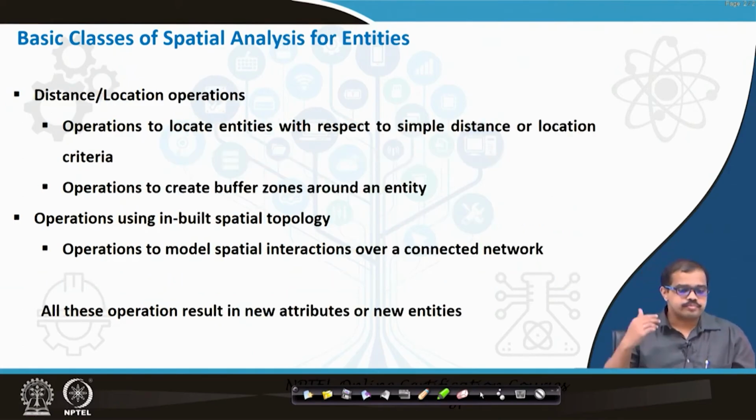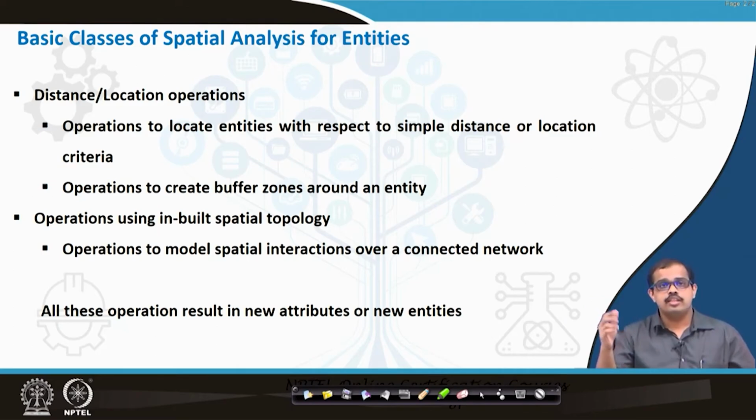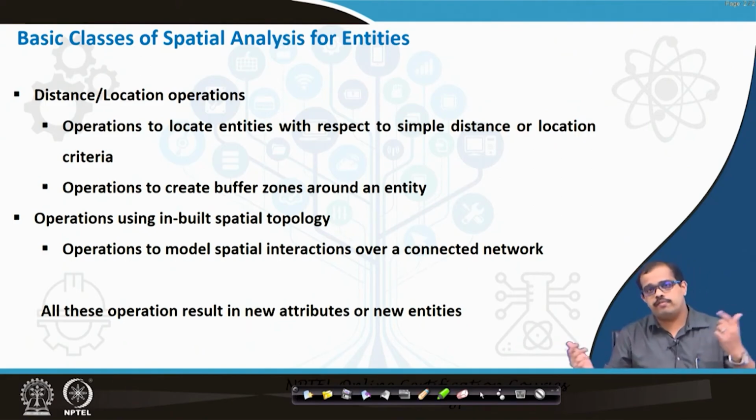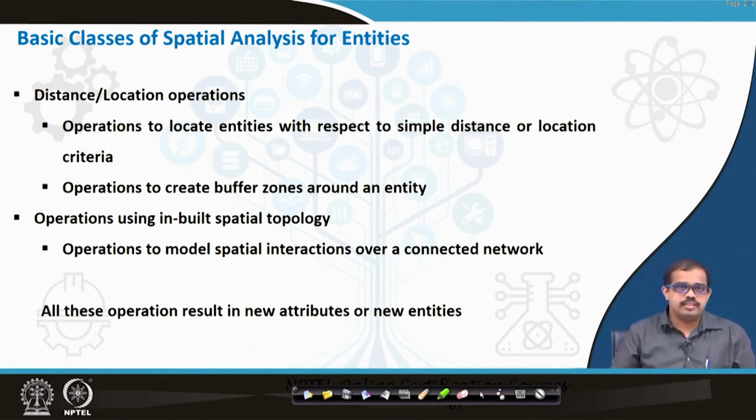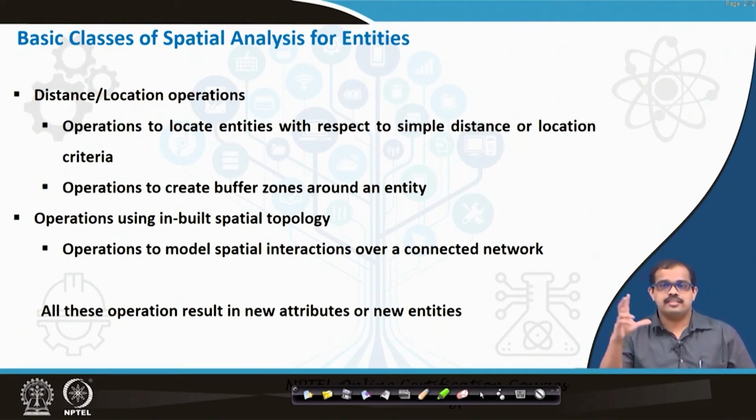Okay. Some other examples of such basic operations are distance or location operations, which locate entities with respect to simple distances. For example, if you have built up the entire vector data model of a particular campus, you may have to find out the distance or location, which means you are trying to find out from point A to point B what the distance is. That is also a basic spatial analysis, where you are looking at 2 points or a line that is starting and ending, which is nothing but a set of points.